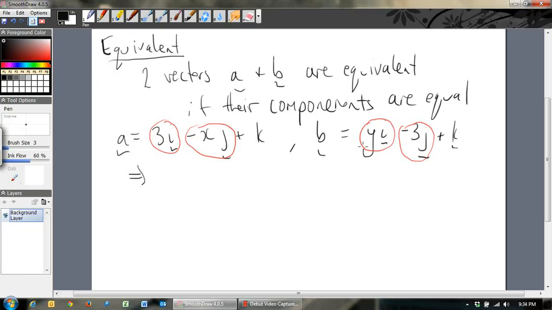If 3i is equal to yi, then y is equal to 3. And also, if negative xj is equal to negative 3j, then x is also equal to 3. Shame on me for picking such boring numbers, but there are our values. So that's very, very simple. If two vectors are equal, then all of their components are equal as well. Very simple.